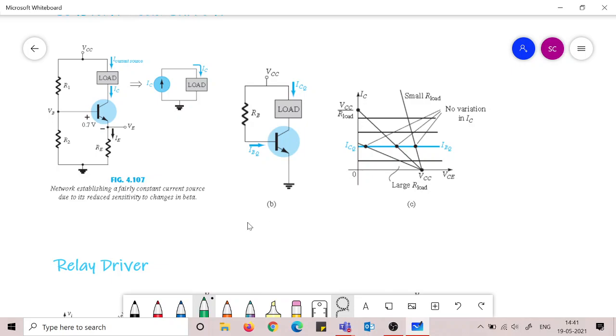And this is another circuit where we simply don't use this. This one is more stable. This has reduced sensitivity to changes in beta, but here in this one we have this IC current established through the IB current.